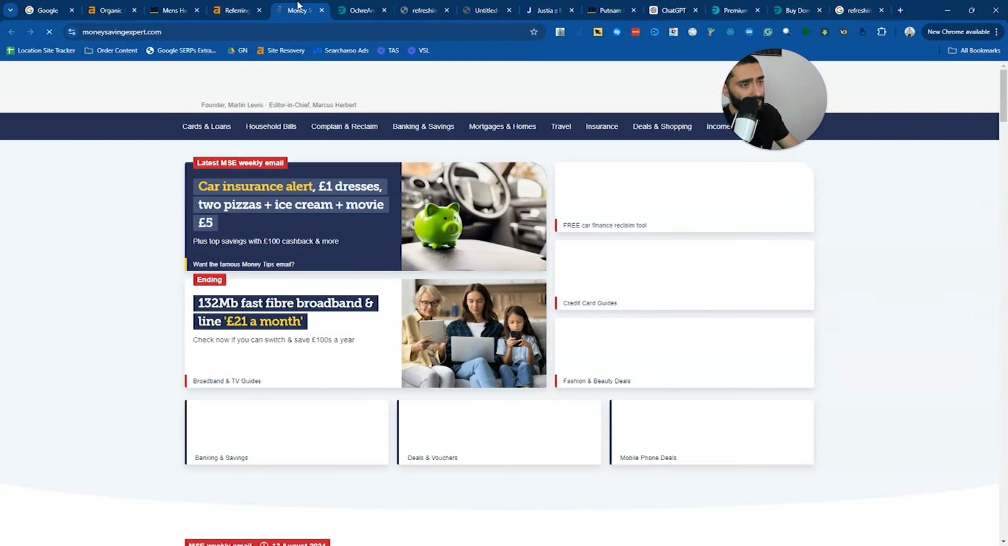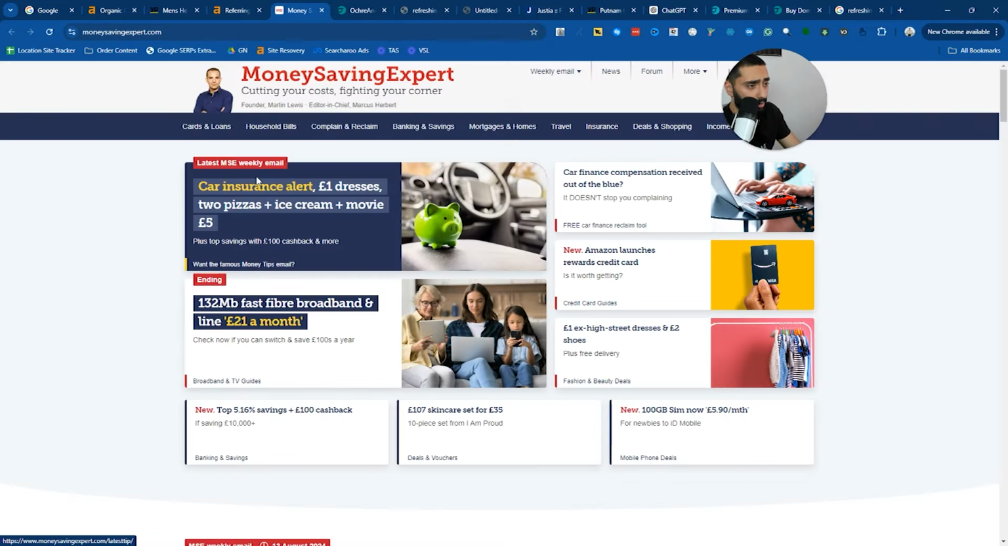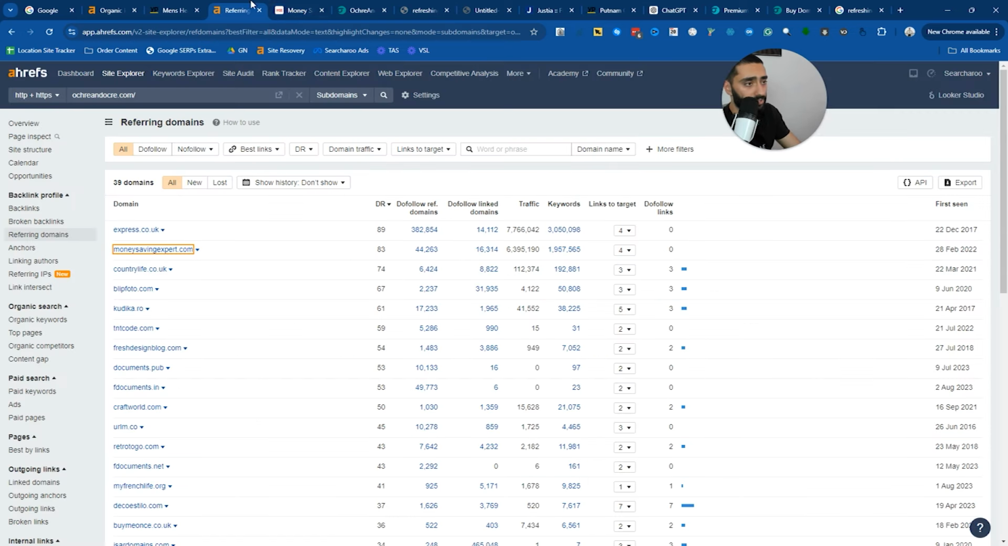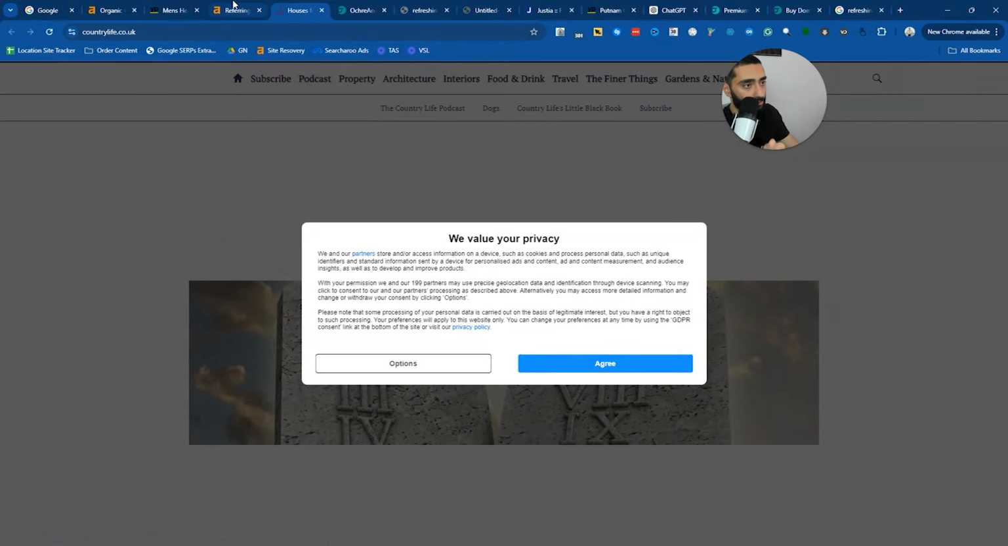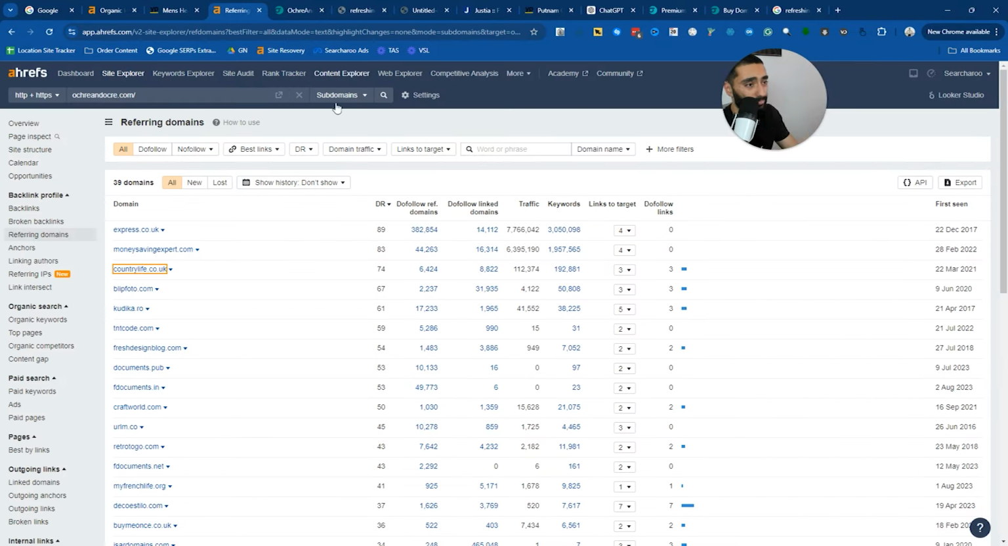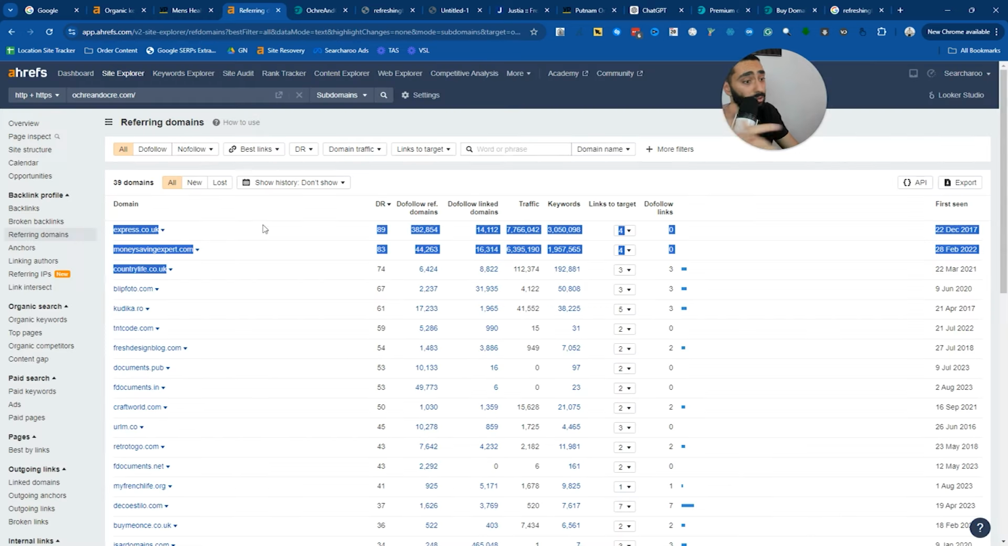Moneysavingexpert.com. This is in the UK, it's owned by Martin Lewis, but it's kind of like a financial website. Again, really expensive to get that link. Countrylife.co.uk. For anybody that's in the UK, they'll know how expensive just those three links alone are. I'm trying not to be biased here, but just those three links, you're probably looking at maybe £4,500–5,000. And again, this is just $2,500. So just that one link from express.co.uk, it makes it worth it, right?